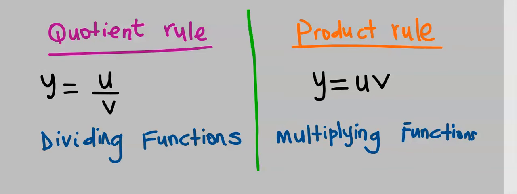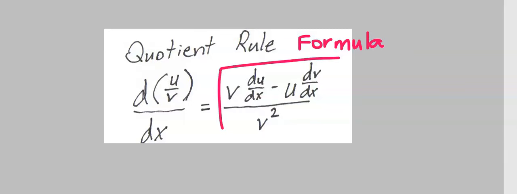For quotient rule, you apply quotient rule when 2 functions are dividing. For example, this function is dividing this function. Hence, we apply quotient rule. And this function is dividing this function. Hence, we apply quotient rule using the quotient rule formula as long as both functions are dividing.